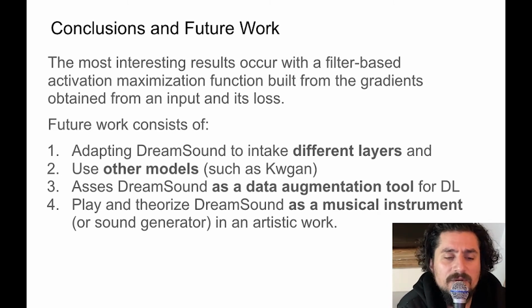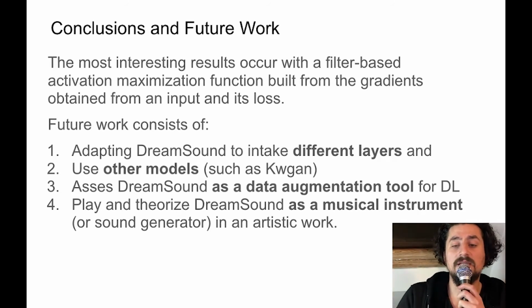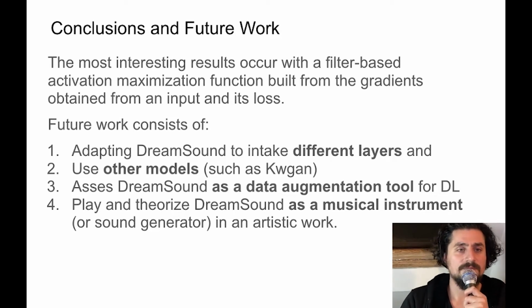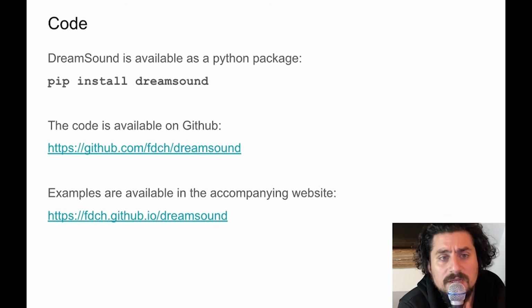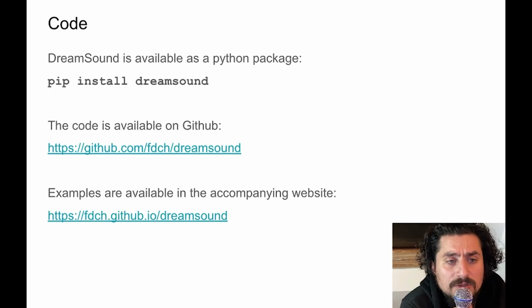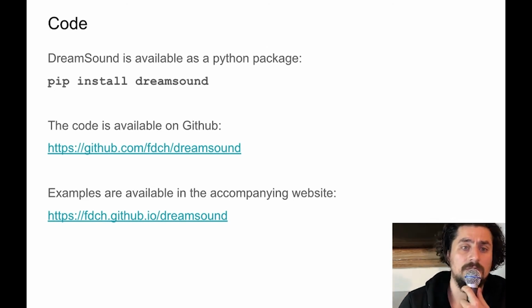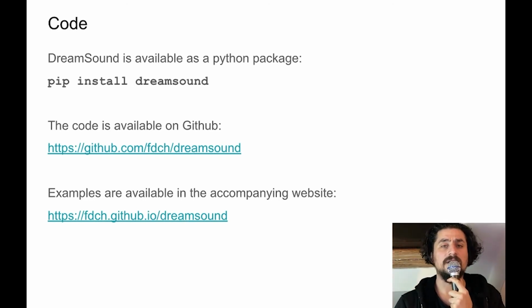And the very last step is to play and theorize DreamSound as a musical instrument or a sound generator in our artistic work. The code is available as a Python package. You can install it via pip install. You can also browse the source code on the GitHub repository, and the accompanying examples are on the website.